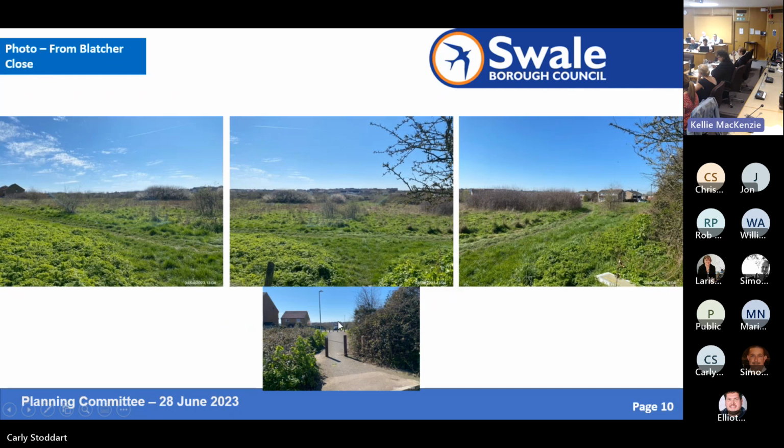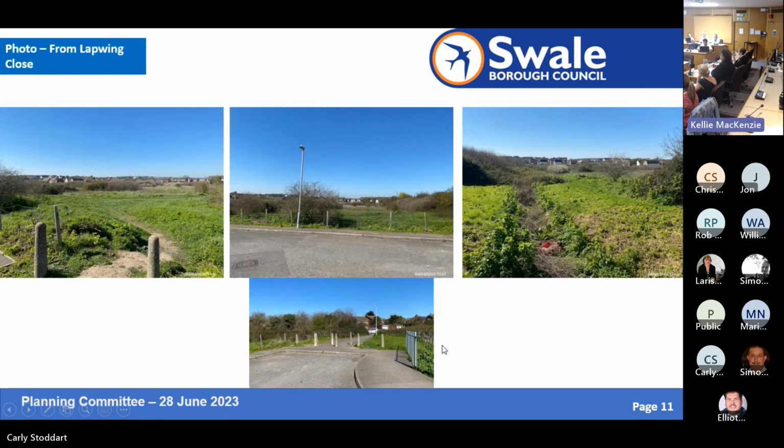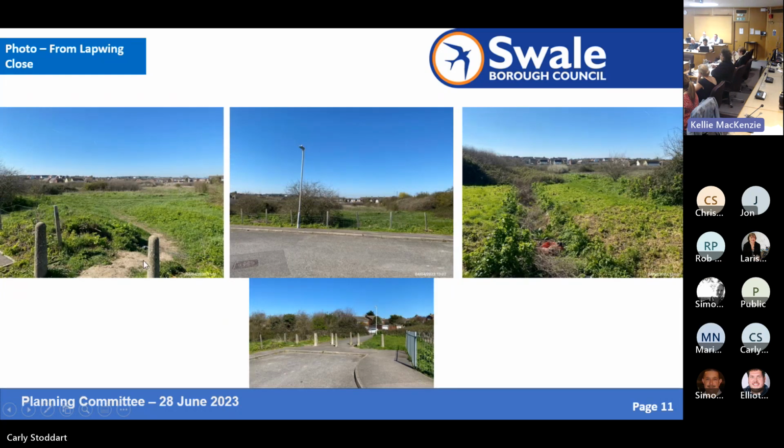And then this is an existing access that runs from Blatcher Close into Lapwing, into like a turning head area. So in these photos, I've walked through that, and then I'm looking across the site towards Fleetwood, which is just off the site slide here. And then again, standing back from there. And then this is a drainage ditch that runs through the site where that central open space runs. And then this is looking back towards Blatcher Close from Lapwing Close there.